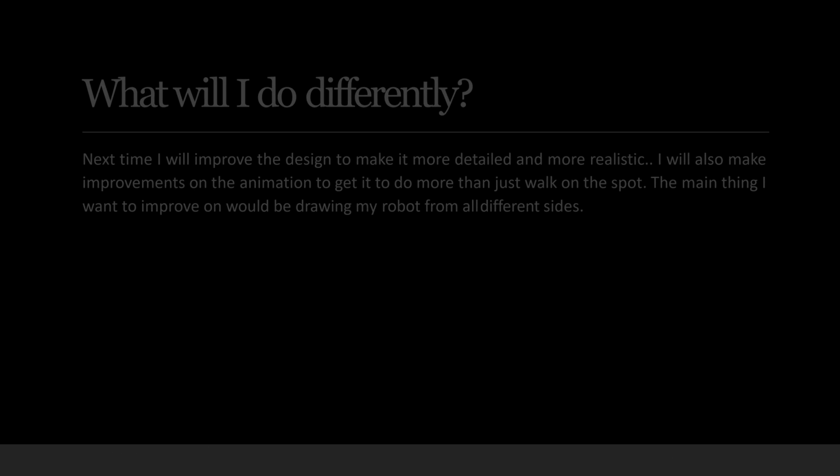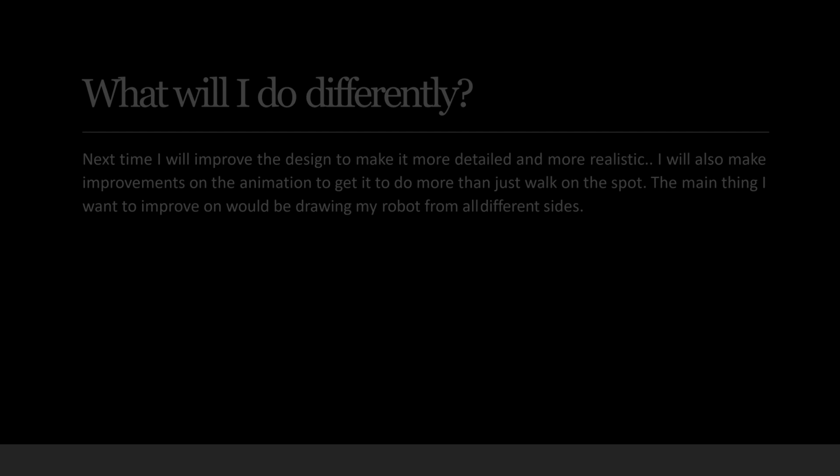What would I do differently? Next time I will improve the design to make it more detailed and more realistic. As I've said, I want a more realistic type robot, more detailed. I will also make improvements on the animation to get it to do more than just walk on the spot, because right now all it does is walk on the spot with its antenna moving side to side. So I intend on getting it to do more things like running, grabbing things, jumping, all sorts.